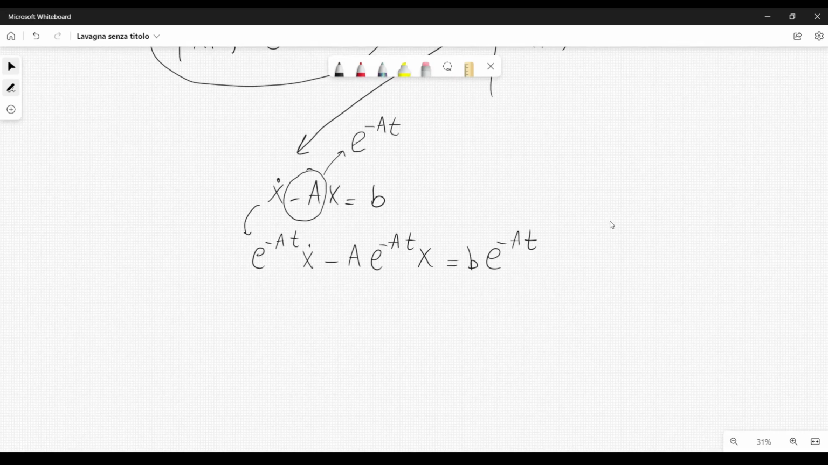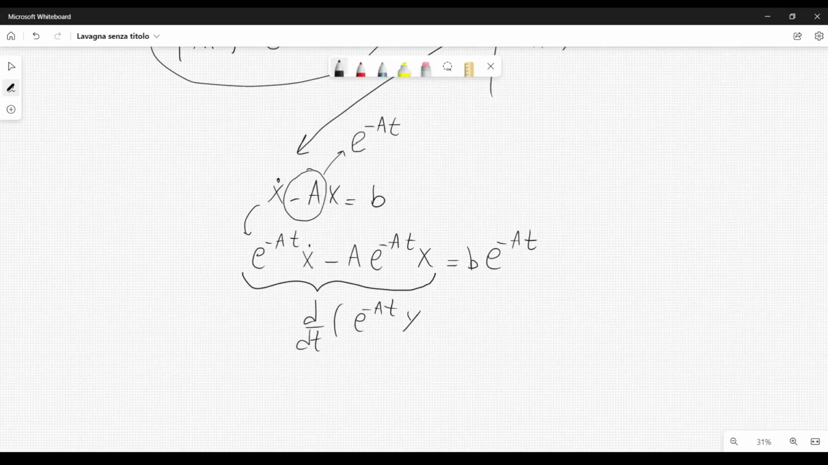And now you can see that the difference between these two terms can be written as the derivative with respect to time of e to the minus at times x, because the derivative of e to the minus at times x gives me these two terms, if you check. And now we can integrate both terms, this one and this one.